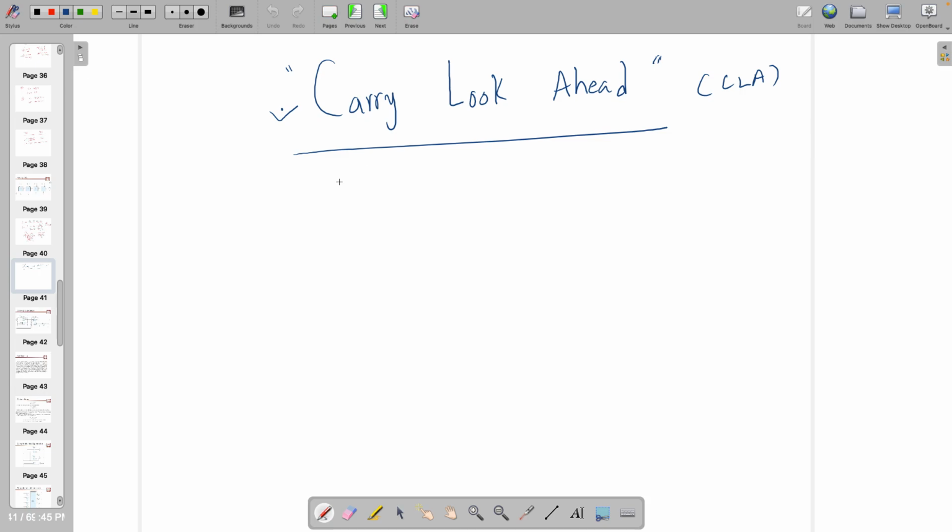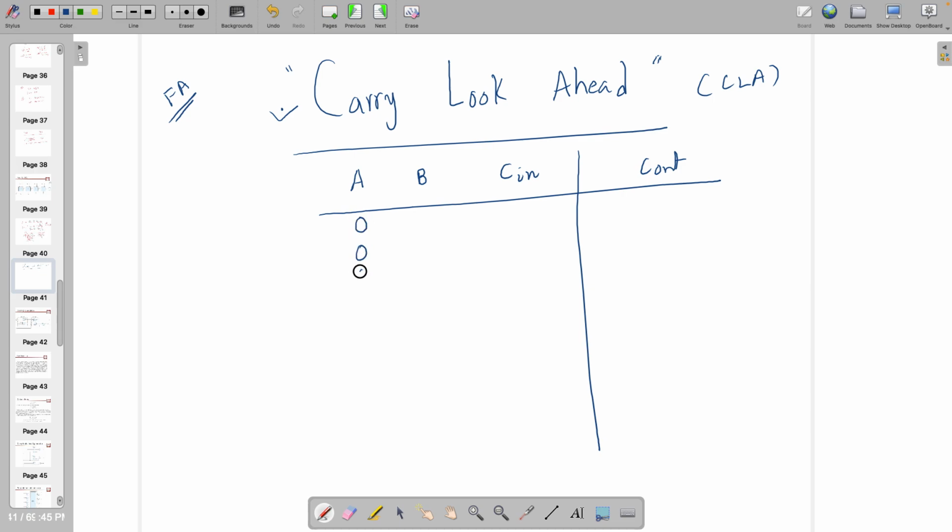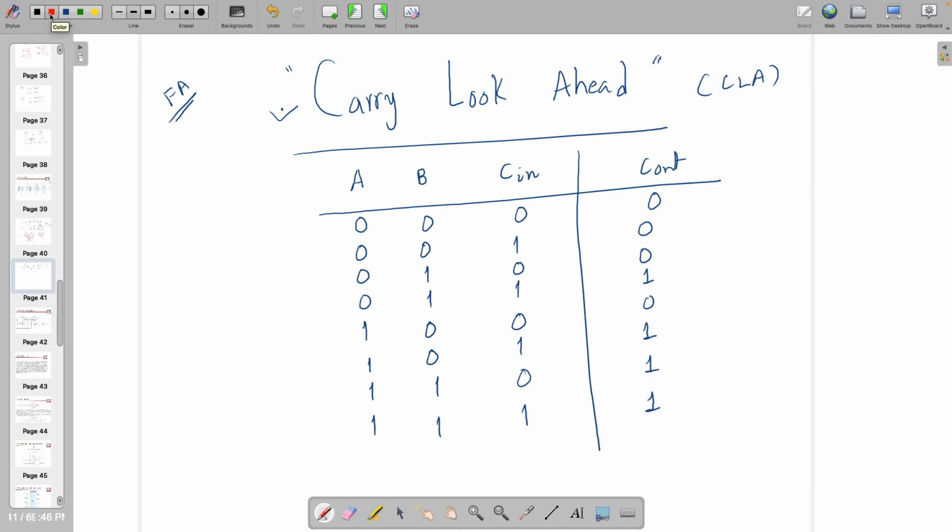Now let's look at how the truth table looks only for carry. We are talking about a full adder, and this is C out. There are 8 input possibilities. So C out is 0, 0, 0, 1, 0, 1, 1 and 1. This is correct, right?